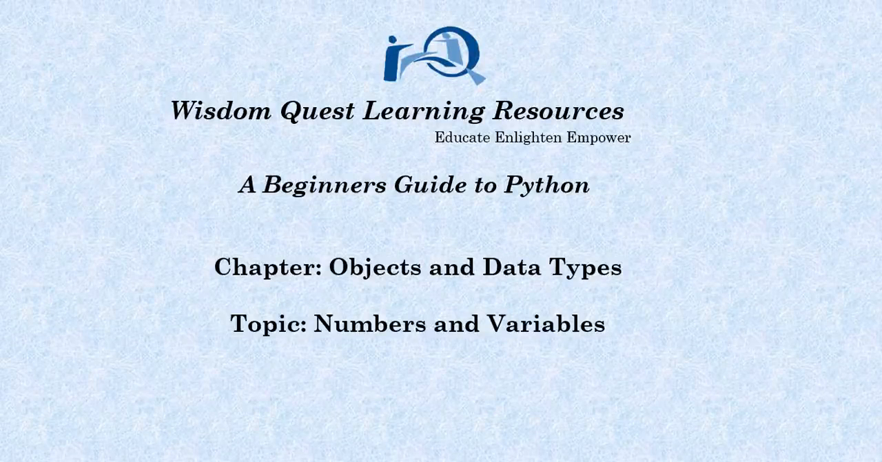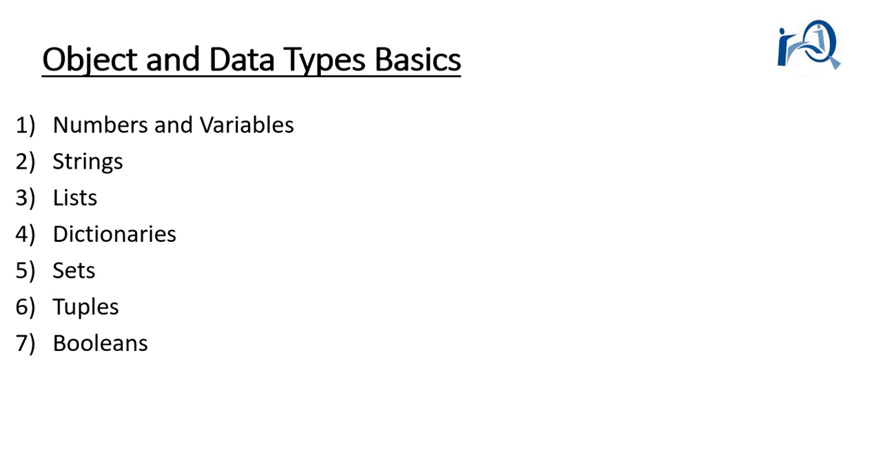Hi all, welcome. In today's class we will discuss the third chapter in our course curriculum, which goes directly into the technicalities of Python. That is about objects and data types, and in today's session we will discuss the topic of numbers and variables. In this chapter on object and data type basics we will be discussing these objects: numbers and variables, strings, lists, dictionaries, sets, tuples and booleans.